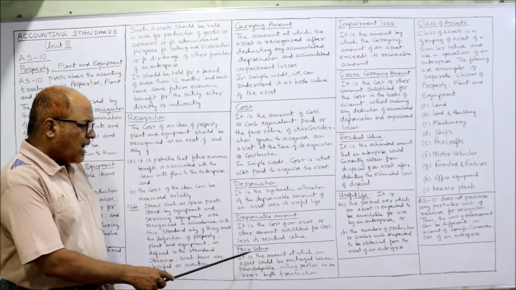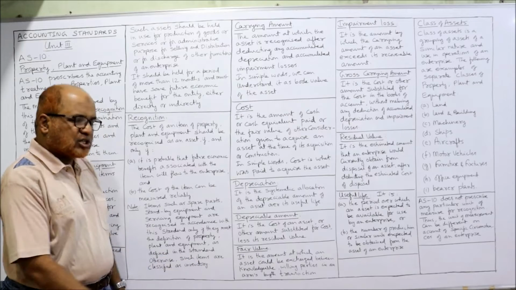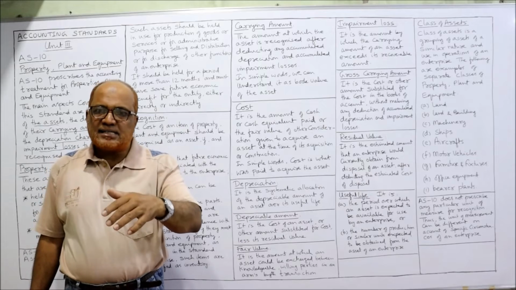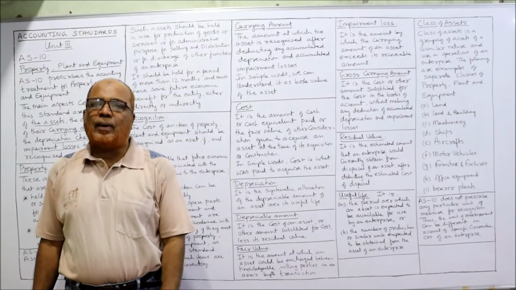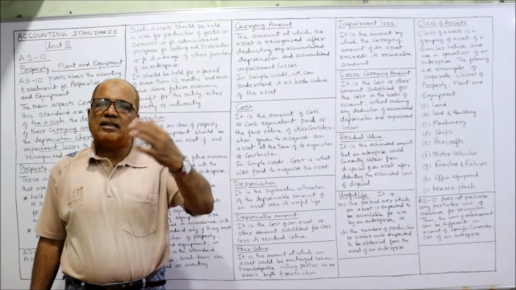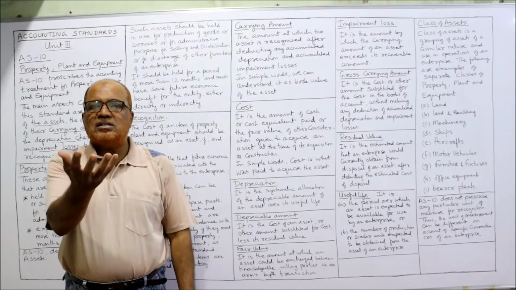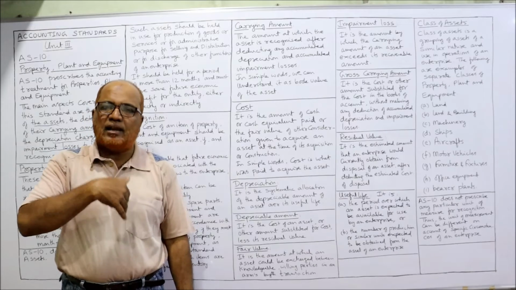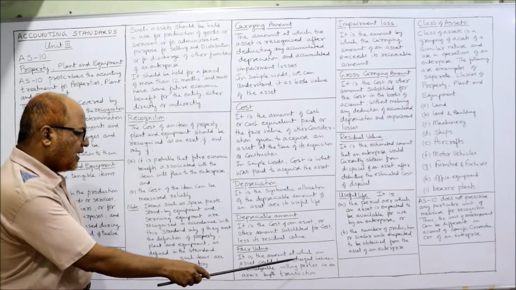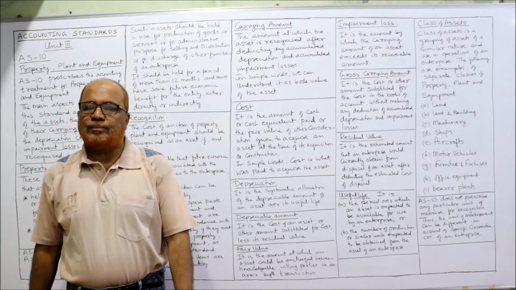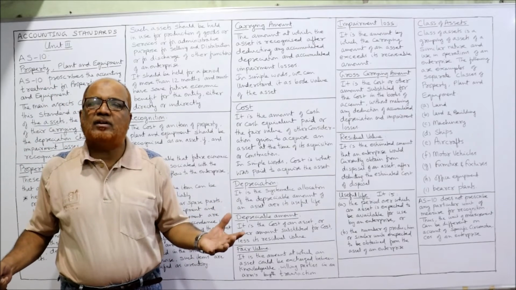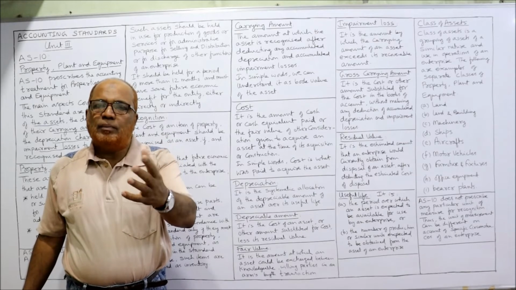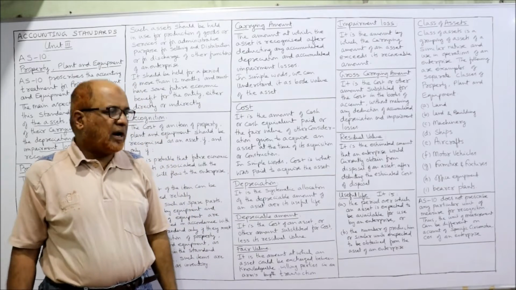Next one is fair value. The fair value is the amount at which an asset could be exchanged. Fair value means the amount at which the asset can be exchanged between the parties. One party is the seller, the other party is the buyer. So what is the value at which the asset will be exchanged from the seller to the buyer in an arm's length transaction? When both the parties are ready for the transaction, what is the fair value? What is the value at which the asset will be exchanged between the two parties?